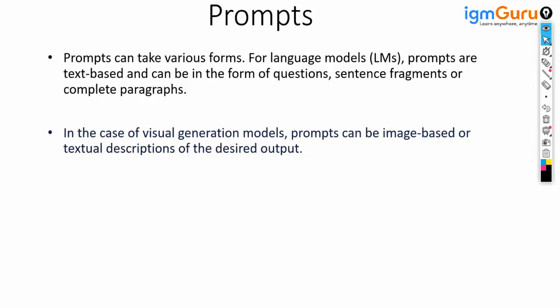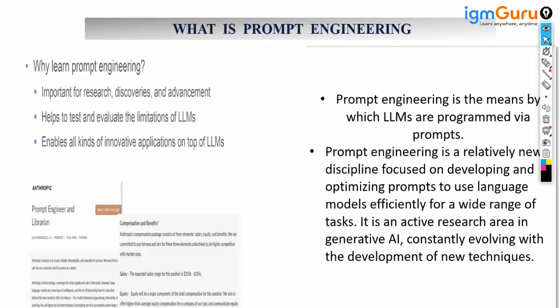As I mentioned, prompts are the inputs, so they can take many forms. A prompt can be text based, and can be in the form of questions. It's not like a prompt is only a single line. A prompt can be in the form of a sentence or a complete paragraph. In the case of visual generation models, a prompt can be an image or a textual description of your output. Now we have seen that a prompt is nothing but an instruction, and it contains some components.